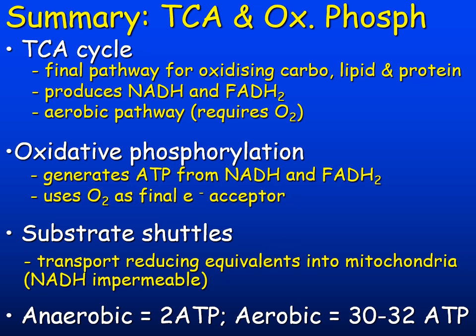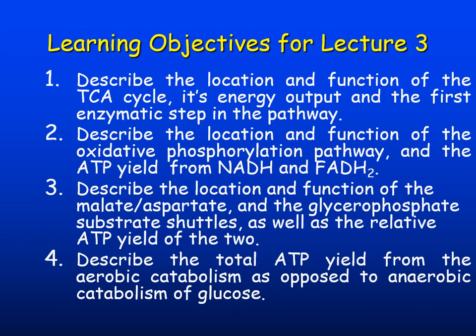And therefore, we can produce a total of 30 to 32 ATP from one molecule of glucose catabolized aerobically. And that's a massive efficiency difference compared to anaerobic metabolism, which can only produce 2 ATP per molecule of glucose. And to help with your study, and just to make sure you've captured the right information from this lecture, I've got a series of 4 questions which you can help to focus your learning objectives.